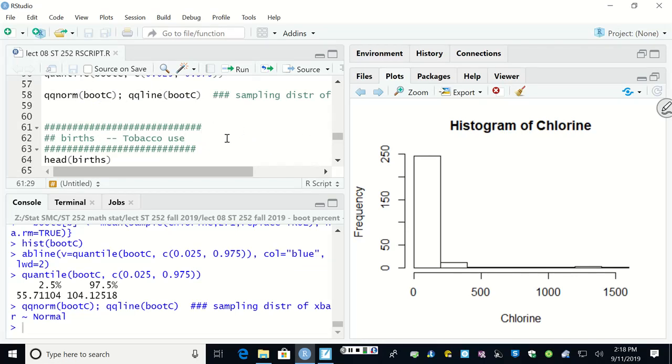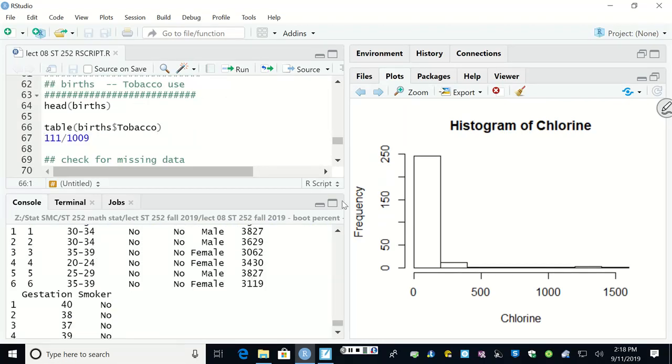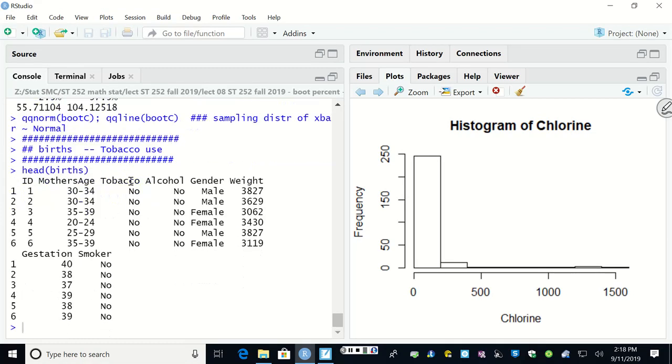Another data set they have is births. These are births in North Carolina. They have mother's age, tobacco, alcohol, gender of the child, and weight in grams. A kilogram, 1,000 grams, is about 2.2 pounds, so 4,000 would be almost 9 pounds.